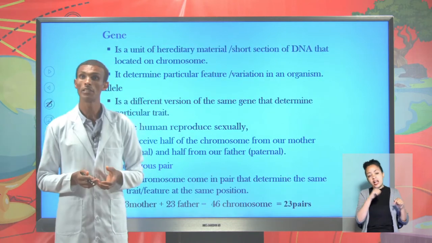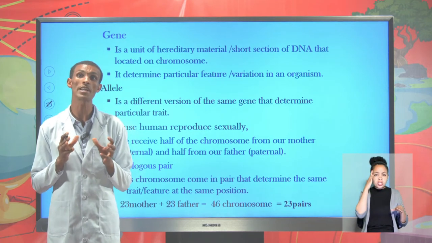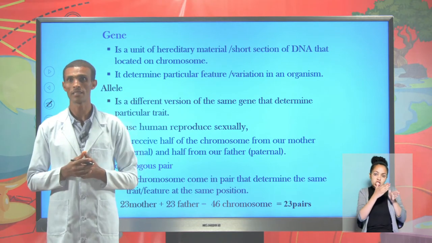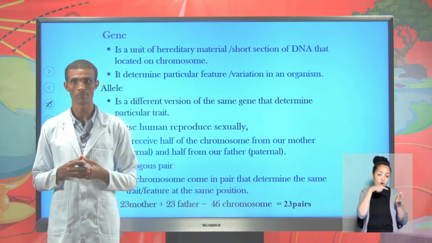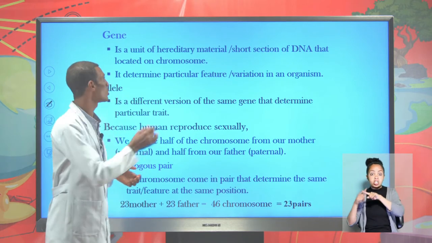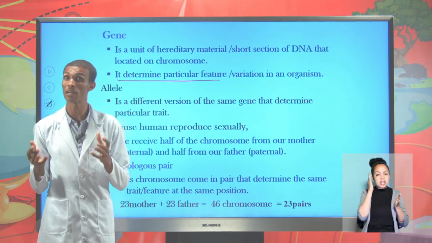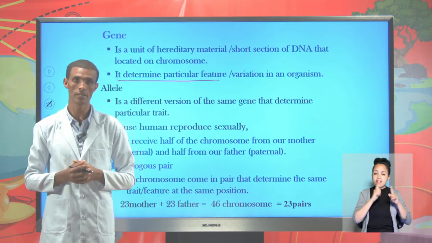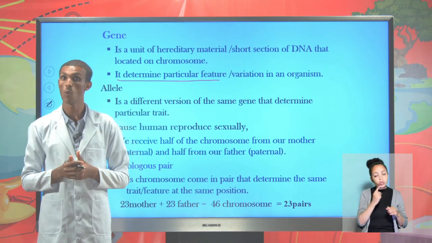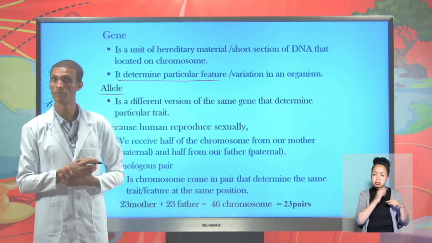And another term is gene, which is considered a unit of hereditary material, or a short section of DNA that is located on a chromosome. One individual shows a variation from another because of this gene. The one that can determine a variation among organisms, we call a gene. A gene is always found in a pair, where the different versions of this gene are considered alleles.